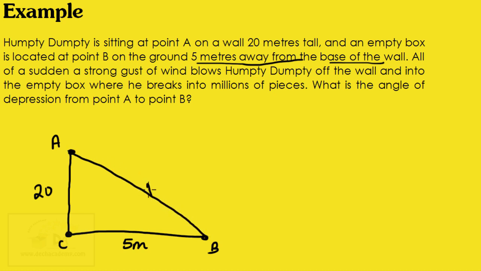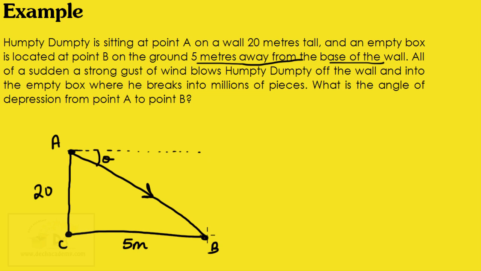So you're looking from A at point B. What's the angle of depression formed? Well, the angle of depression is the angle formed if the observer at A was looking horizontally. It's the angle formed between the horizontal line of sight and the actual line of sight of the observer. So it's this angle here.